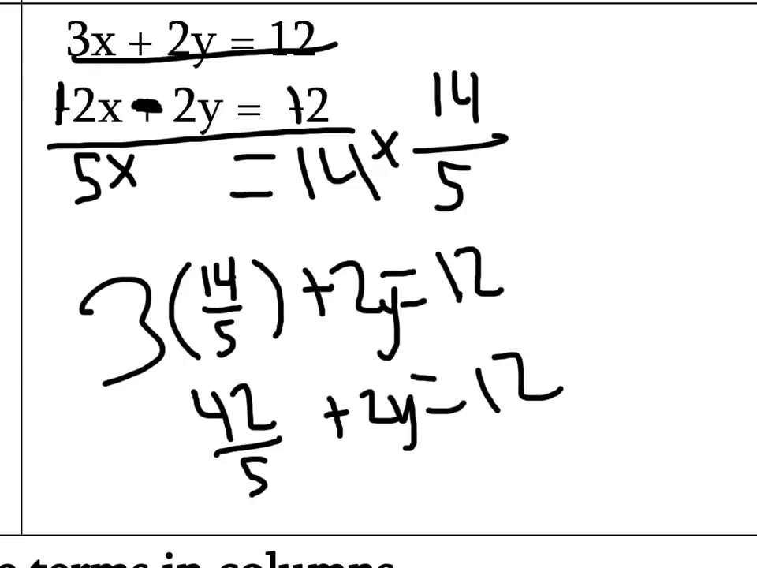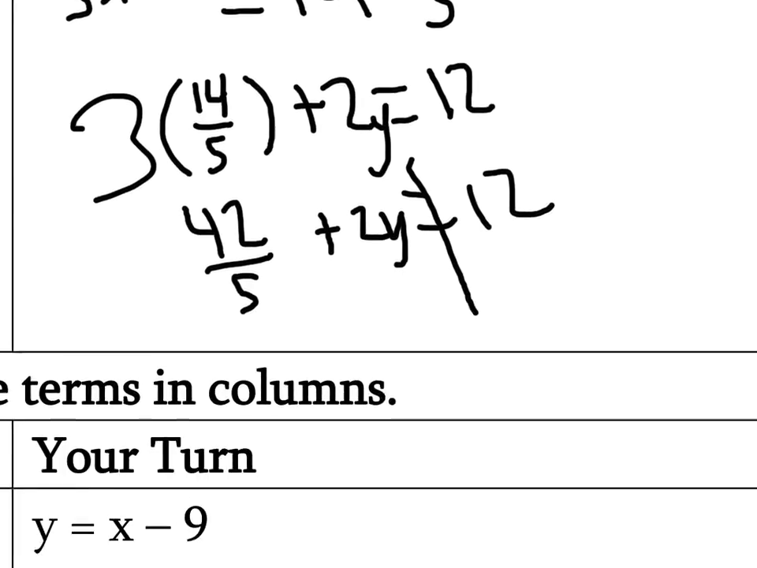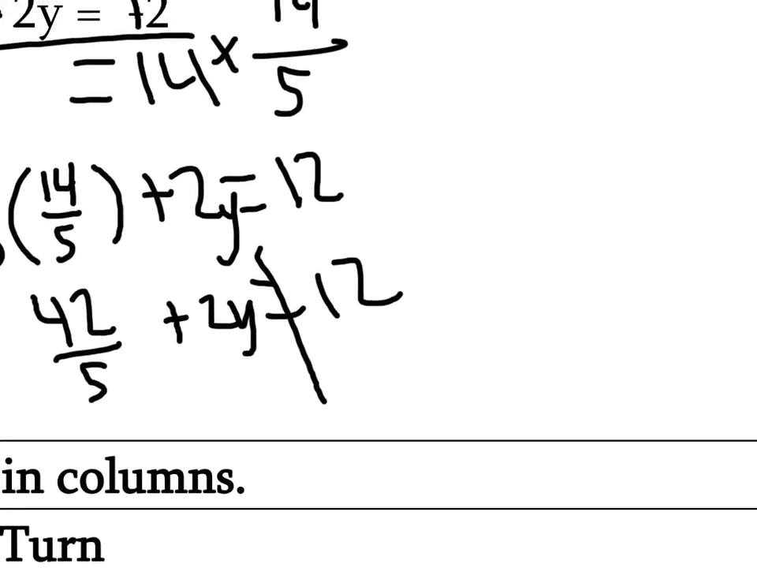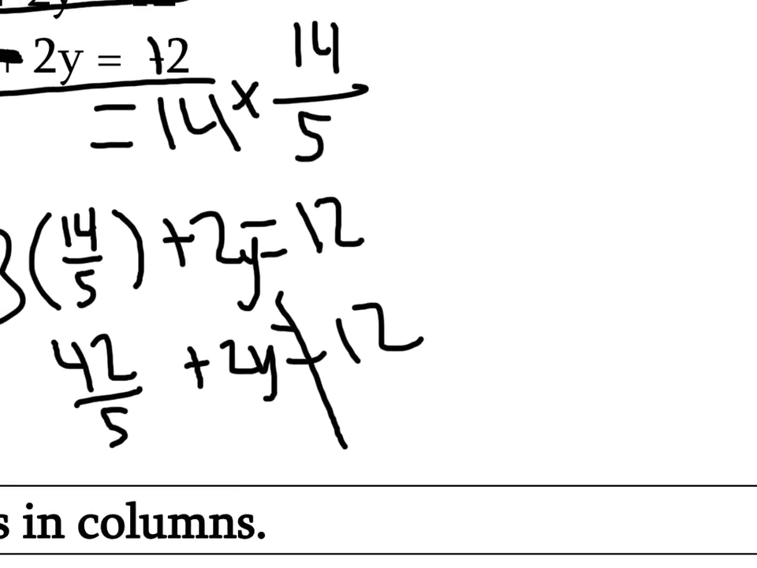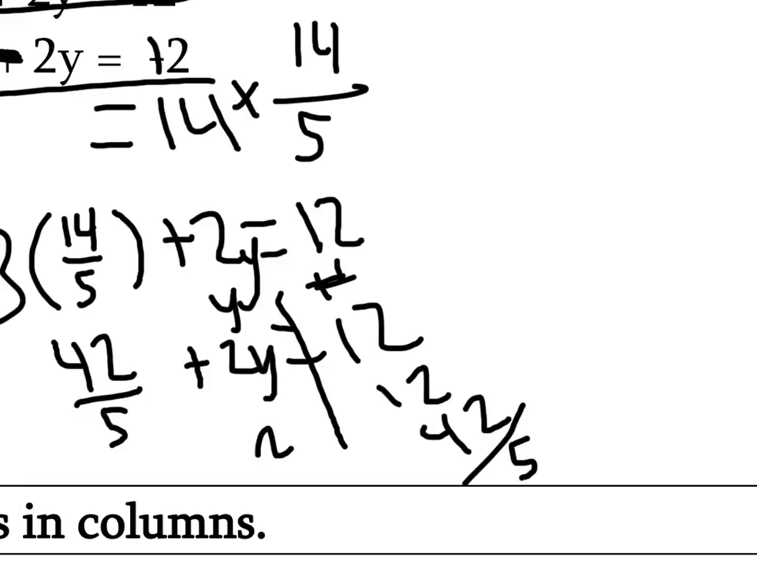And then switch to stay again. Numbers are over here, and y's are over here. So 12 stays, 42 over 5, and 2y stays.